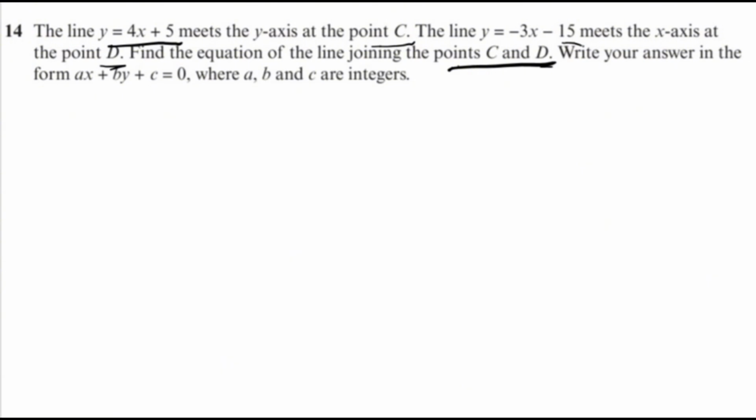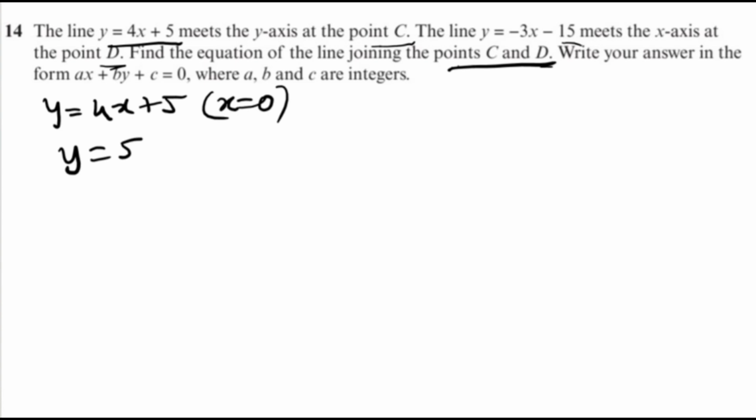So what we can do, we know the equation of line which is y equal to 4x plus 5. Now this line meets the y-axis at point C. Y-axis at point C, that means our x coordinate is equal to 0. So that means y will give you 5. So the coordinate of C that we are getting is (0, 5). Right?